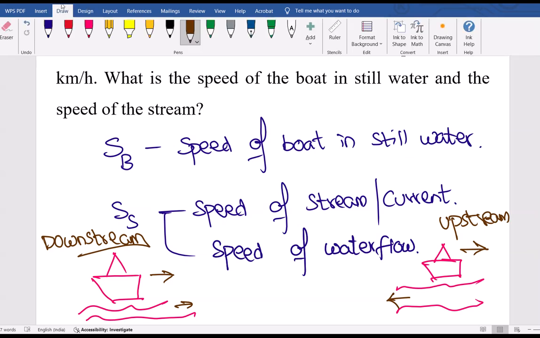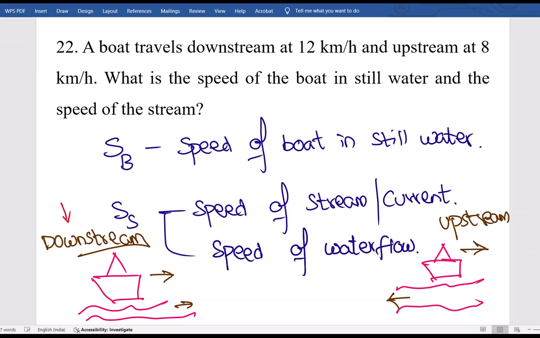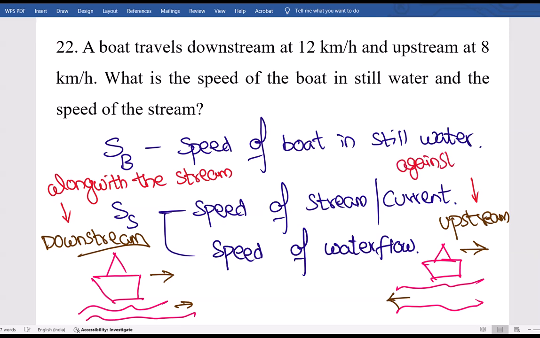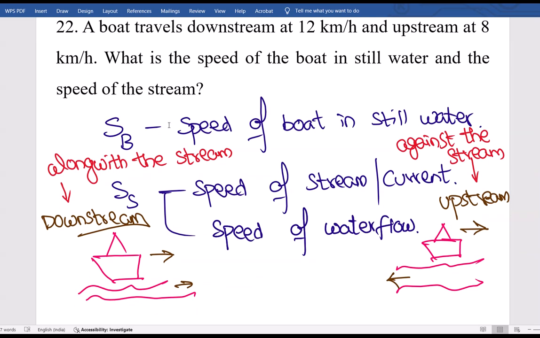In fact, in some exams we can find terms like along with the stream. Instead of downstream, they will use the term along with the stream. Upstream, they'll generally call against the stream. Along with the stream, against the stream. Boat and water.